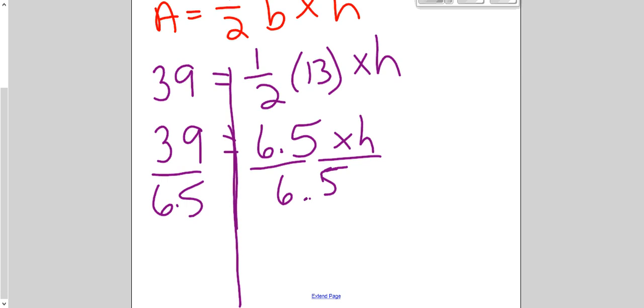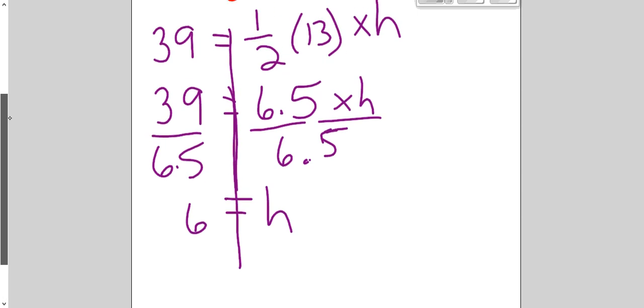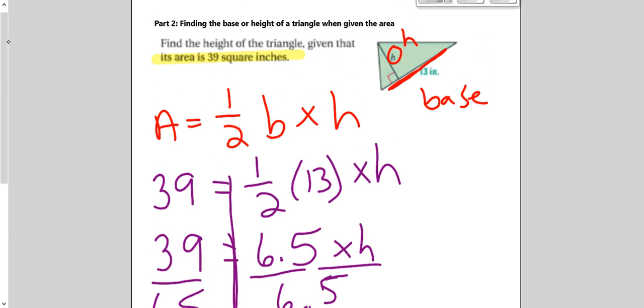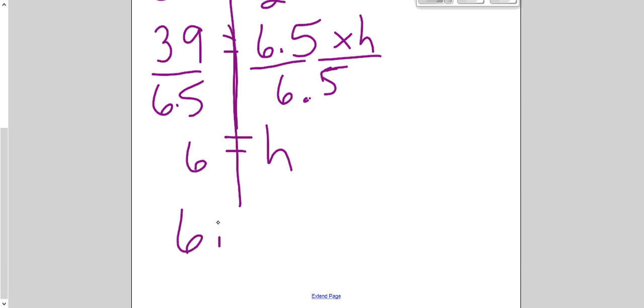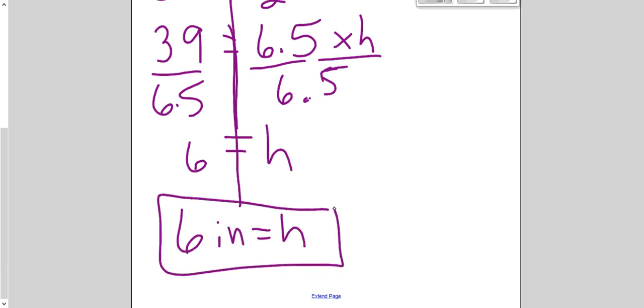Okay, so when you do that, 39 divided by 6.5 is 6, and that equals h. So you're not completely done. You need to include units here. So this was using inches. So you'd want to say 6 inches equals h. And then that's your answer. So the height of this is 6 inches.